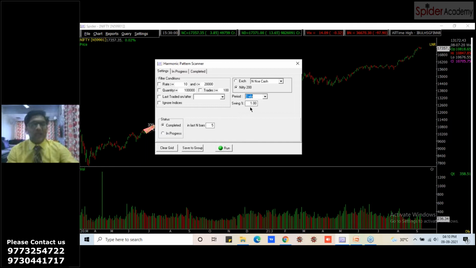Then the second option is the daily time frame. After mentioning a specific time frame, we can mention the swing percentage. If we are considering the daily time frame, we can mention 1% there. After that, we have two options on the bottom left. The first option is for completed patterns in the last n bars. Here we can see the last n bars is set to 5.